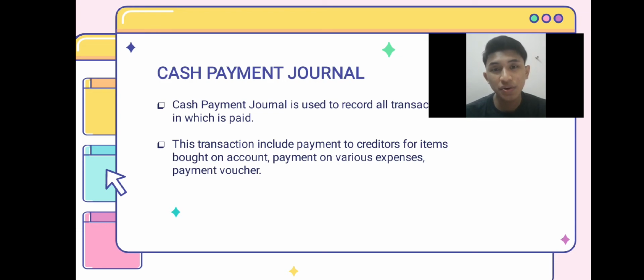Now I will continue with the cash payment journal. So what is the cash payment journal? Cash payment journal is used to record all transactions in which cash is paid out. The transactions include payment to creditors for items bought on account, payment for various expenses, payment vouchers, and etc.